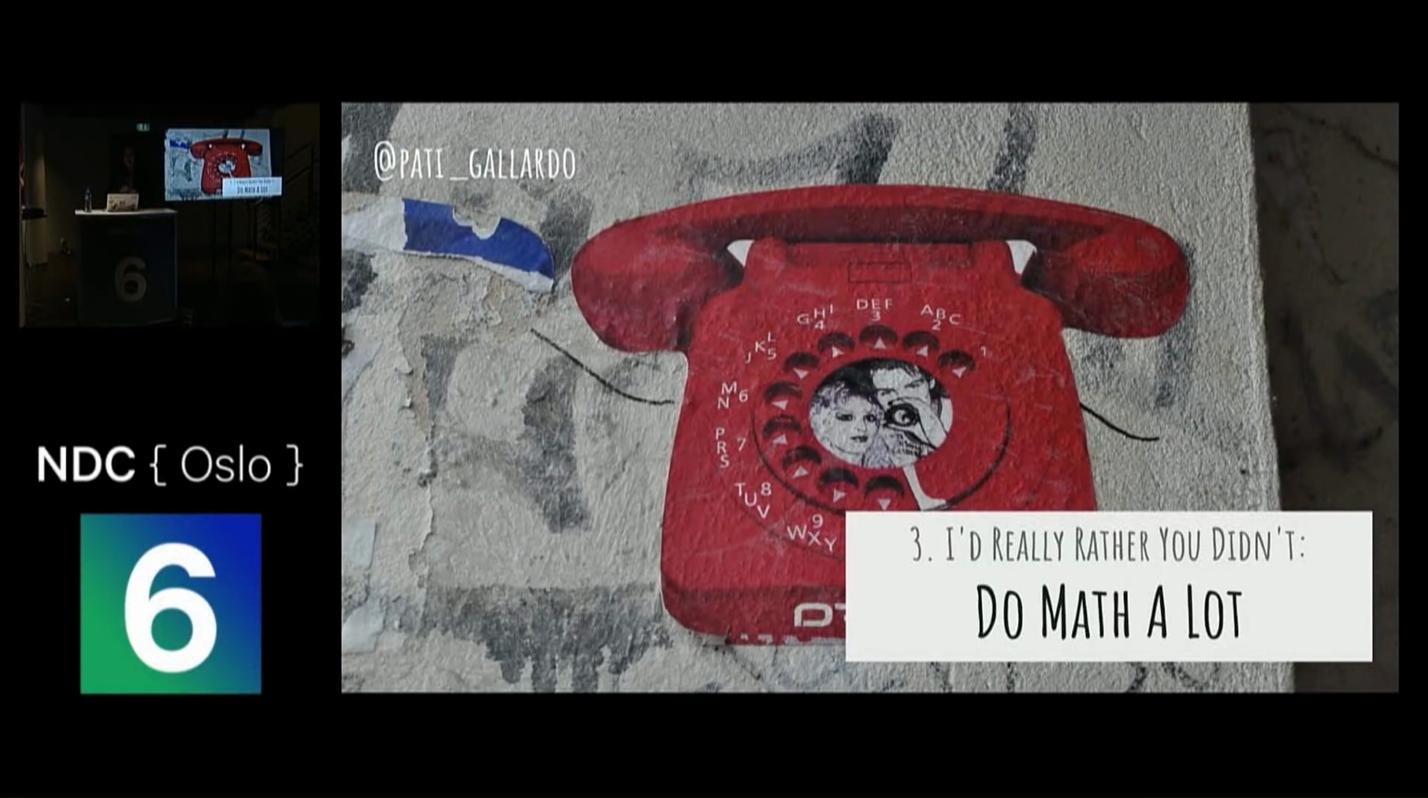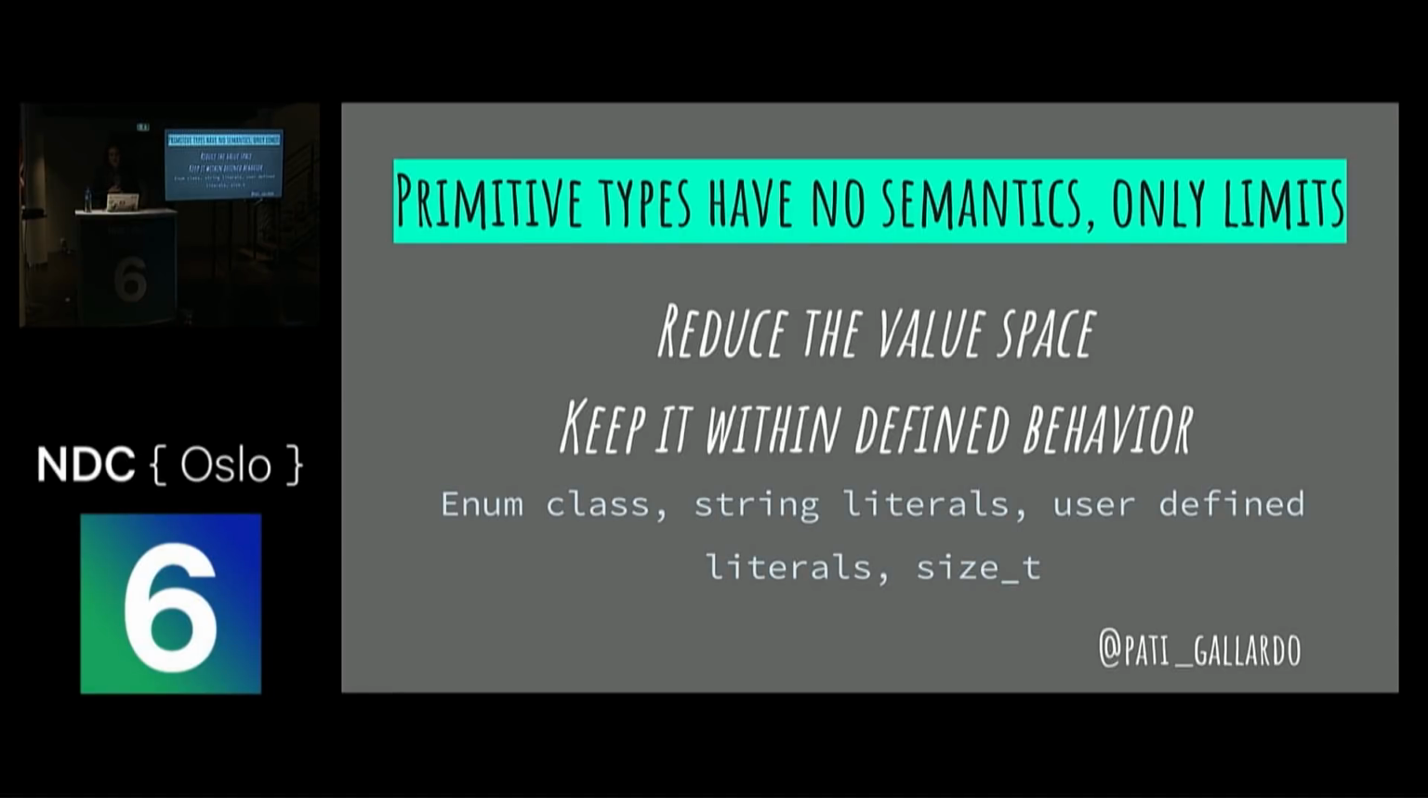Okay, and this, I'd really rather you didn't do math a lot. This is because you saw earlier we had all of these overflows, integer overflow and wraparound and these things. And basically, my opinion is that primitive types have no semantics. What I mean by that is that an int doesn't mean anything. An int is a storage form, but it doesn't have any meaning. You can't say that somebody's age is an int because it doesn't make sense. An int can be negative, an int can be huge. It has no semantics. But it does have actual physical limits, which gives it a lot of problems.